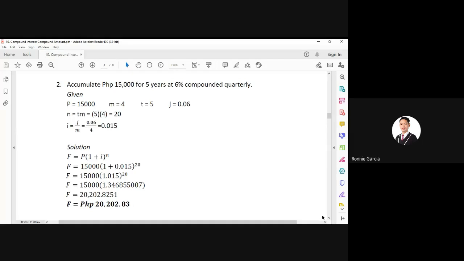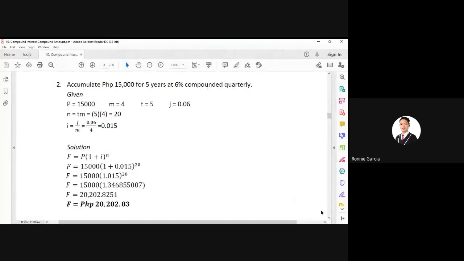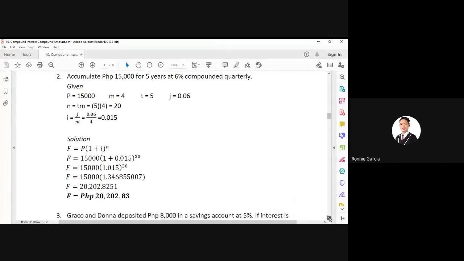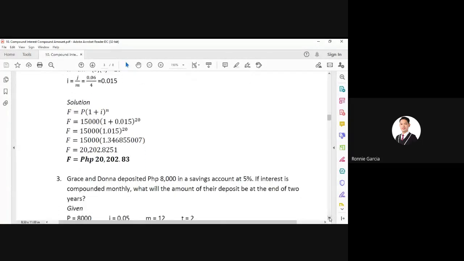Clear na ba ang example number 2 para sa tanan? Para maka-answer ta sa quiz. We will have our last quiz about this one next week. So since wala may nag-question, so I assume nga clear na ni siya. So let's have the third one.